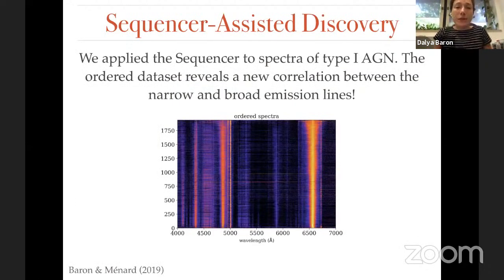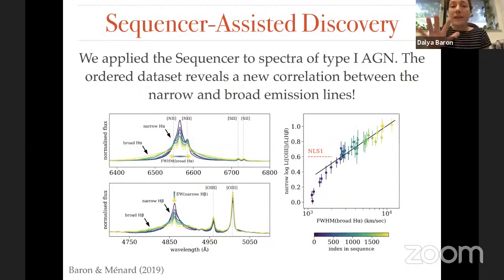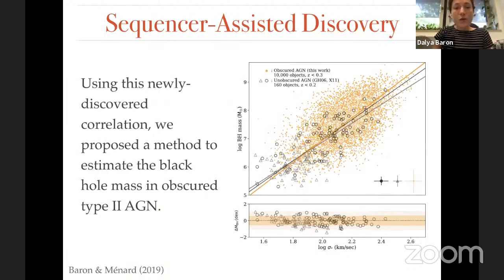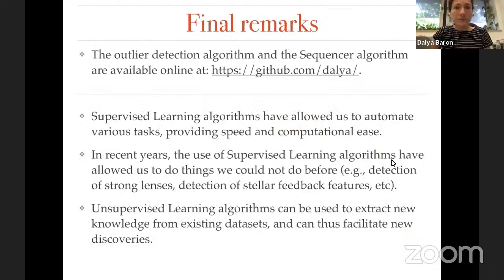So we made two discoveries with this tool. One of them is related to astronomy. We applied this tool to type 1 AGN spectra and found a new correlation between the narrow and broad emission lines in these sources. This correlation allowed us to present a new method to estimate the supermassive black hole mass in obscured type 2 AGN. So it taught us something new about AGN and about how we can measure their mass.